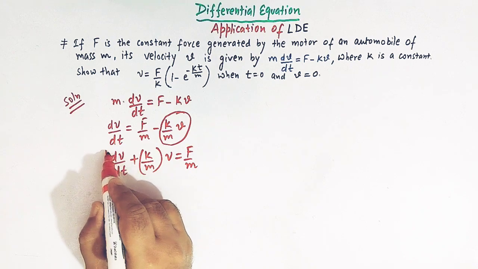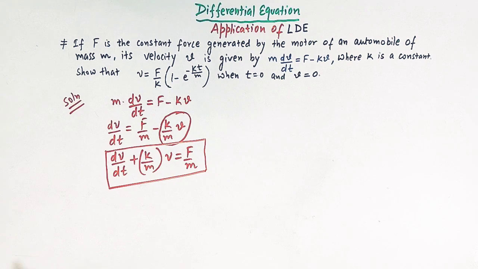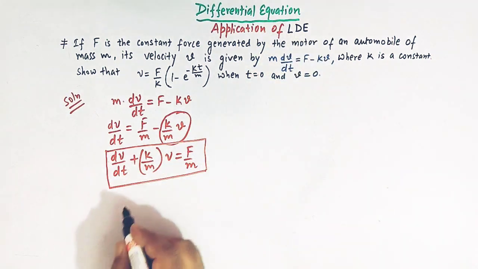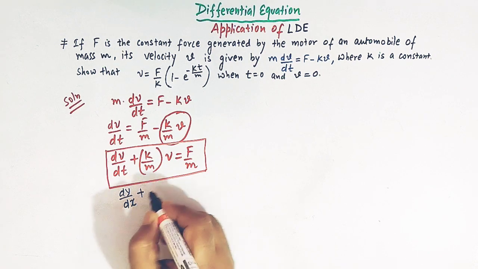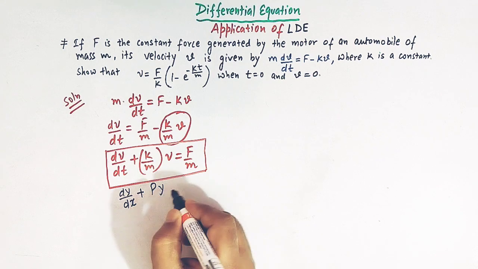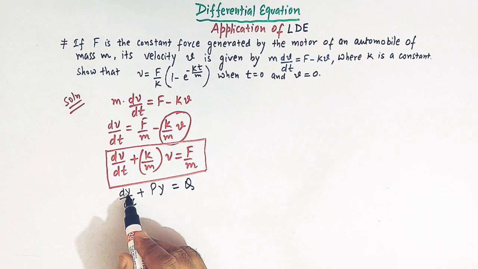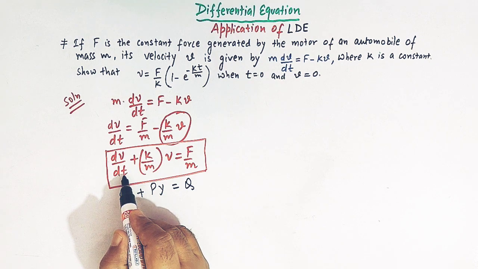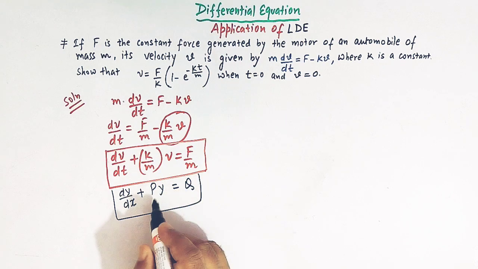Now this differential equation is a linear differential equation of order 1 and degree 1. If we recall the linear differential equation of the type dy over dx plus py is equal to q, then we can easily see that for y we have v and for x we have t. So this differential equation is of this form.